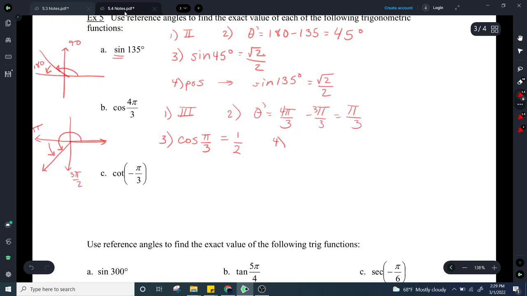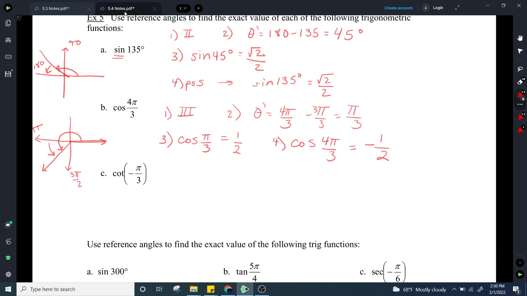Okay, then step 4 is decide if it's positive or negative. So I want the cosine value of 4 pi over 3. We know that it's going to be 1/2, but is it positive or negative? Well, if I'm in the third quadrant, cosine there would be negative. So this would be negative 1/2, and that's my value.